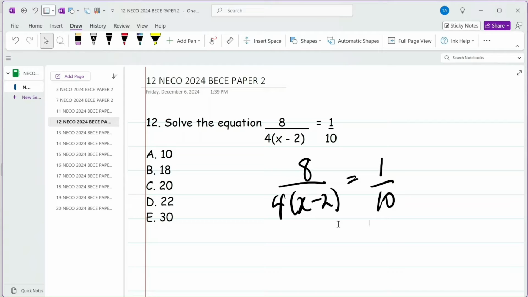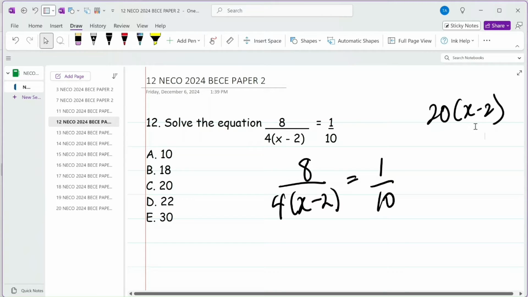In this case, it's hard for us to say multiply both sides by the LCM because we have to find the LCM of 4 into open bracket x minus 2 close bracket and 10, which is 20 into open bracket x minus 2, and we have to multiply both sides by that, which is quite complex. Due to the technicalities of doing this, we just simply tell students to cross and multiply. So you cross and multiply.